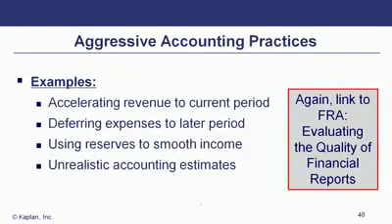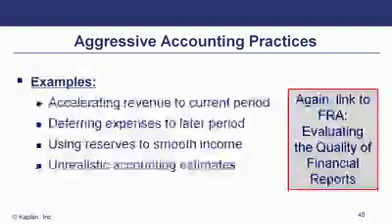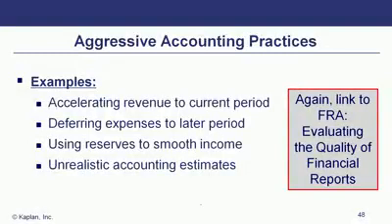Other things that you've also seen in financial reporting analysis, aggressive accounting practices: accelerating your revenue to the current period, or deferring expenses to later periods. Other things like using reserves to smooth income, things such as allowance for doubtful accounts, or unrealistic accounting estimates, right? Valuations of certain assets, depreciation life, allowance for doubtful accounts, and so on and so forth. All of these are potential areas of aggressive accounting practices.